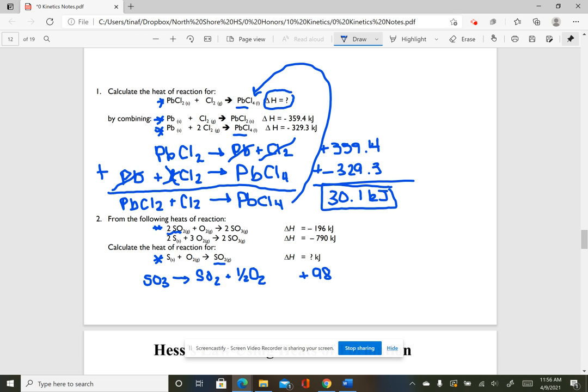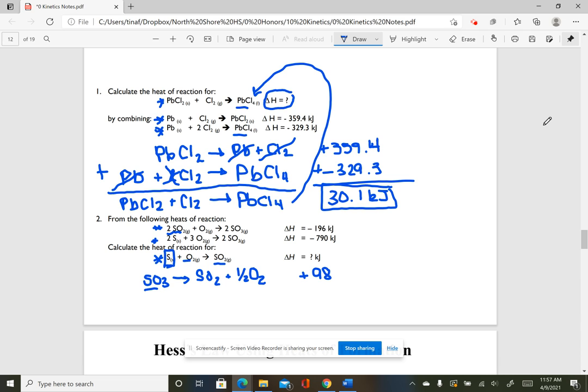Okay, now let's look at my second reaction. In my second reaction, I want S and O on the left because I have S and O on the left, and I want SO3 on the right because I want it to cancel out with this SO3 right here. So it looks like I don't have to flip it around. The next thing I want to do is look at those numbers. In the reaction given to me, there's two S's, but in the reaction that I'm trying to create, there's only one S. So again, if the given reaction is double the reaction that I really want, I want to change the coefficients so that they match up.